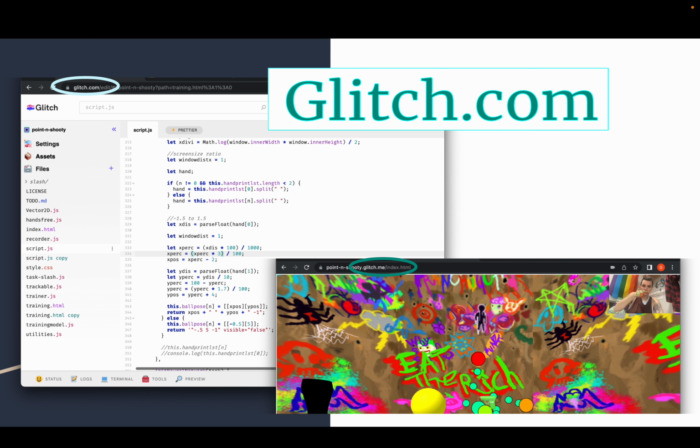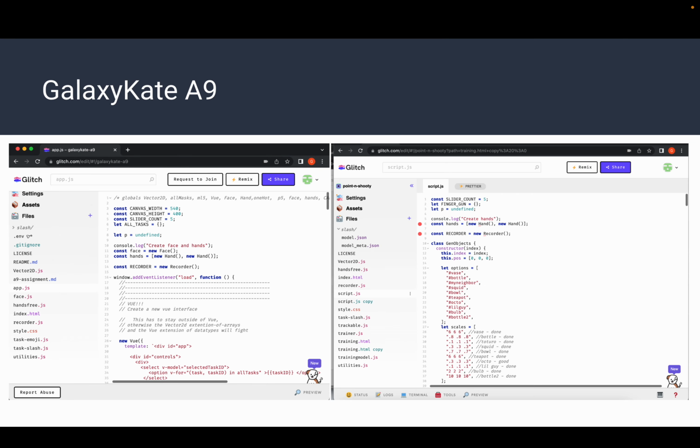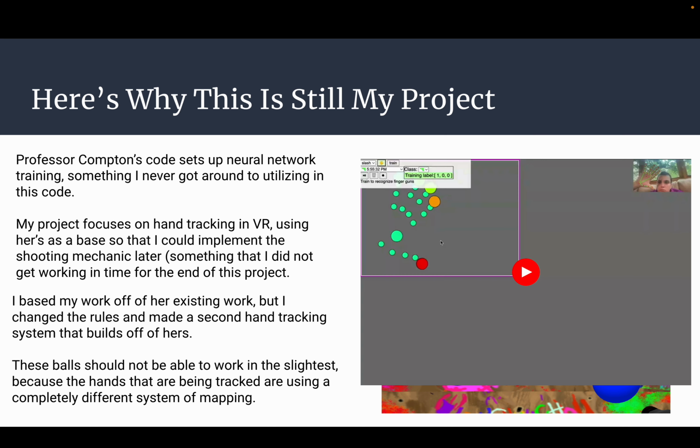So glitch.com, that's just where this is hosted. It means that I can share it with basically anybody as long as they have the link. You can find it on there, and so it's a live source where you can just get everything in one place. No need for zip files, which is really awesome. But let's talk about Galaxy Kate A9 because there are definitely going to be some questions. So you'll start to notice that there are a couple things similar. That is because I used her code as a basis for mine, in that she already had machine learning.